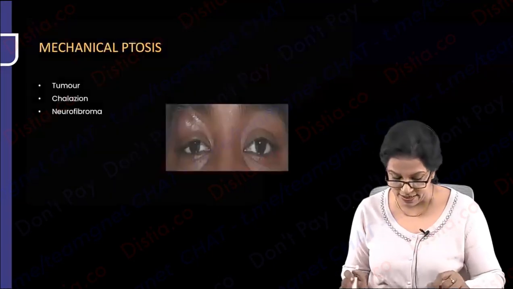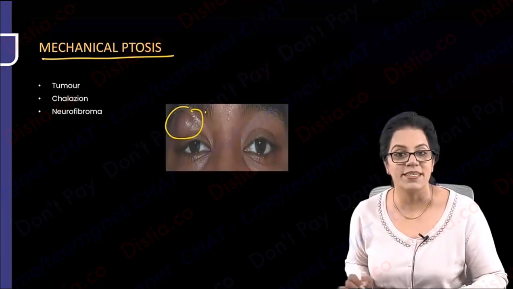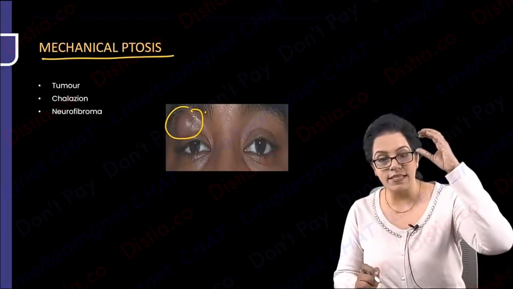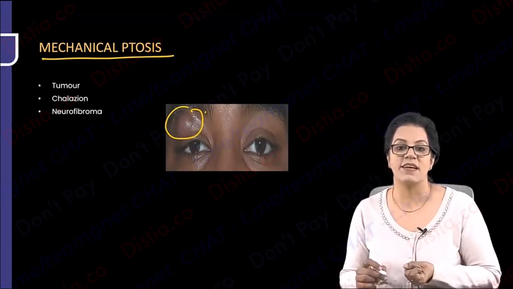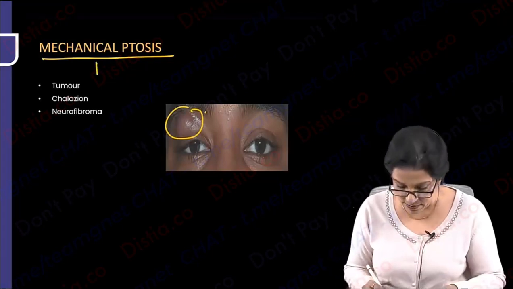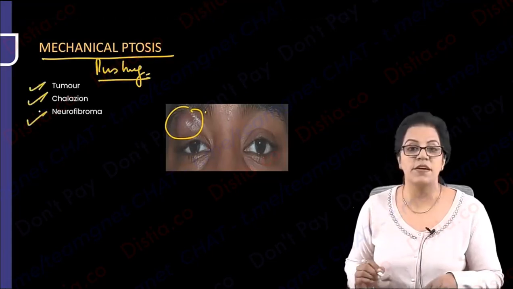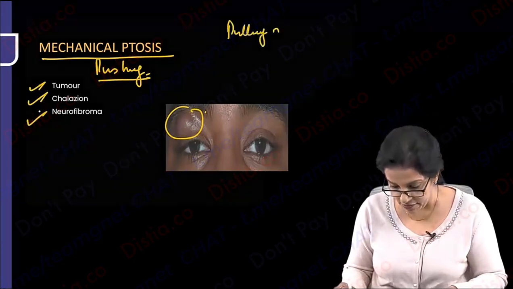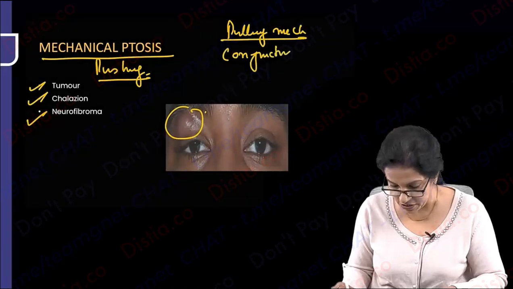Okay, what comes next? Next comes your mechanical. Mechanical ptosis means due to some swelling, something, the lid is drooping down. So, listen to me. Either there is a pushing mechanism because of which the lid is drooping down, or it could also be a pulling mechanism by the conjunctiva. Due to scarring of the conjunctiva, there is ptosis. So there are two methods. This one is showing you the pushing mechanism where any tumor, chalazion, neurofibroma is causing ptosis. Second we will learn is the pulling mechanism where it is happening due to any cause of conjunctival scarring.